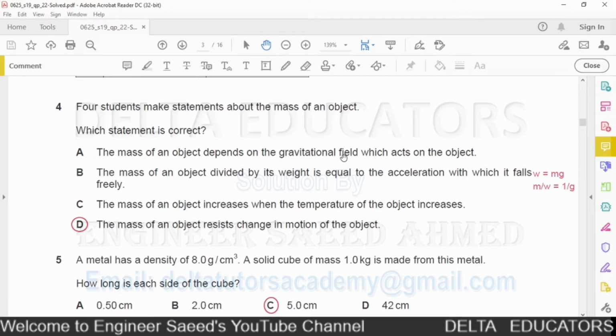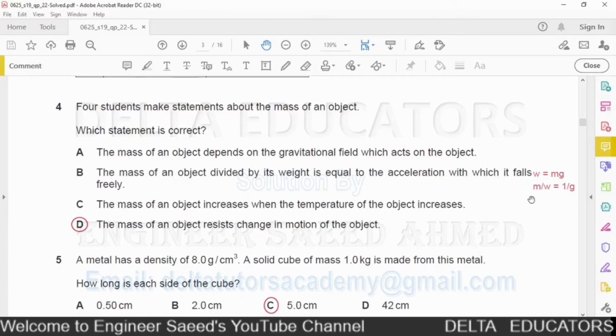The mass of an object divided by its weight is equal to acceleration with which it falls freely. Weight is given as product of m into g. So here we can write m over w will be equal to 1 over g. So mass divided by weight is equal to 1 over acceleration with which it falls. And in this statement it is given that m over w, mass divided by weight, is equal to acceleration of free fall, which is g.